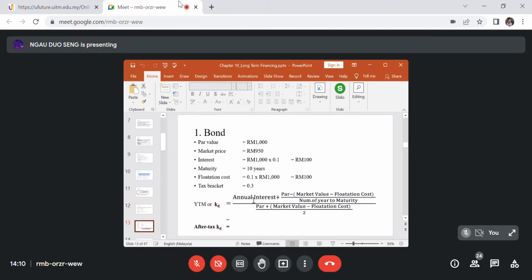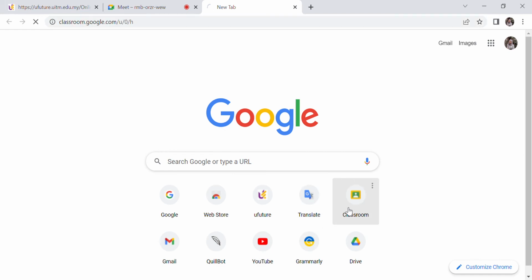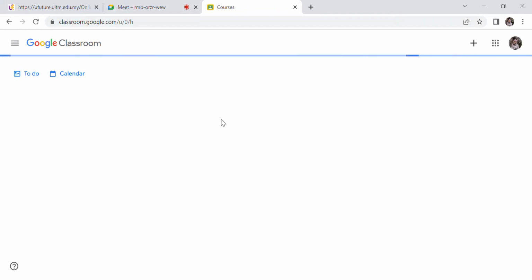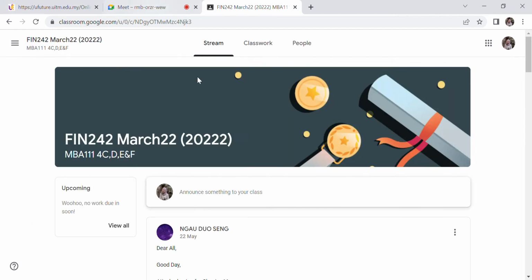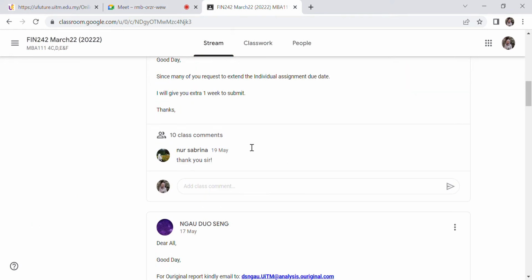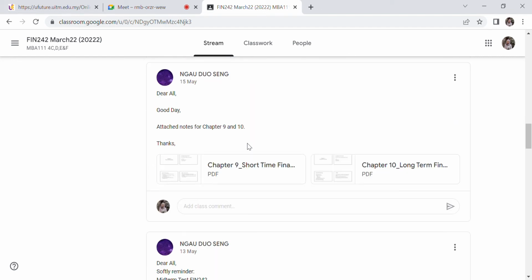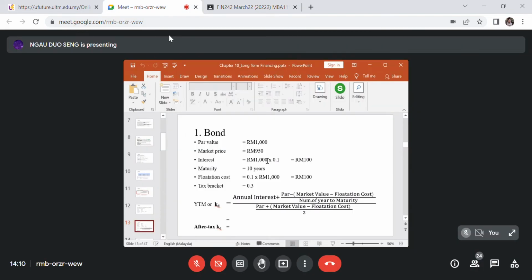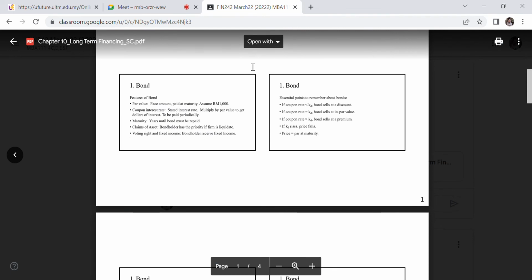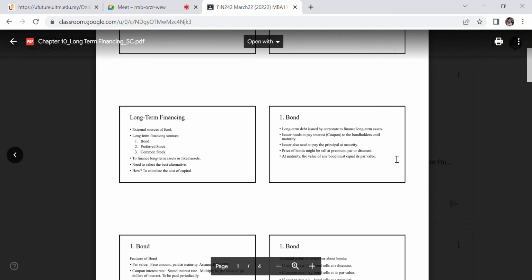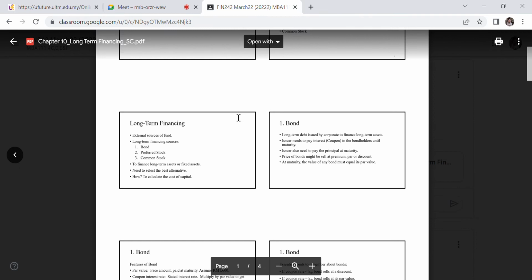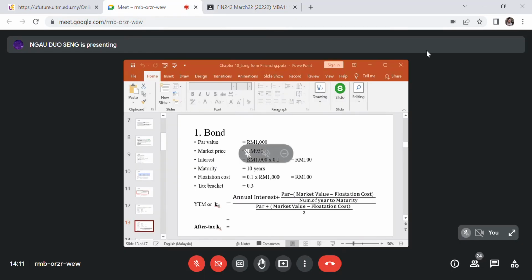So annual interest 100, par 1,000, market value 950, flotation cost 100, number of years to maturity 10. Par here 1,000, market value 950, flotation cost 100, divided by 2. All right, so now you take out your calculators, then you calculate, then you key in the answer in the message box.